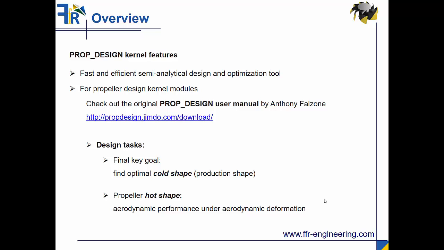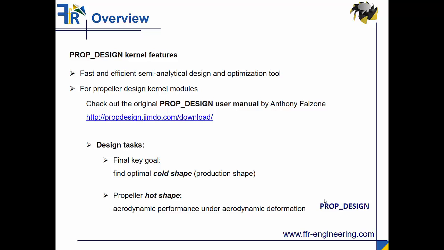Why is that? Well, the hot shape is the shape under the aerodynamic deformation. So you have loads on your propeller, and these loads, of course, are linked to a deflection and deformation of your propeller, and this is the hot shape. And the hot shape actually determines the aerodynamic performance, because of course the propeller performance issues are important under the real aerodynamic loading.